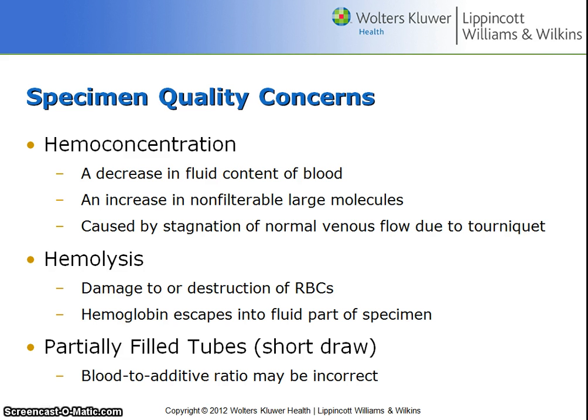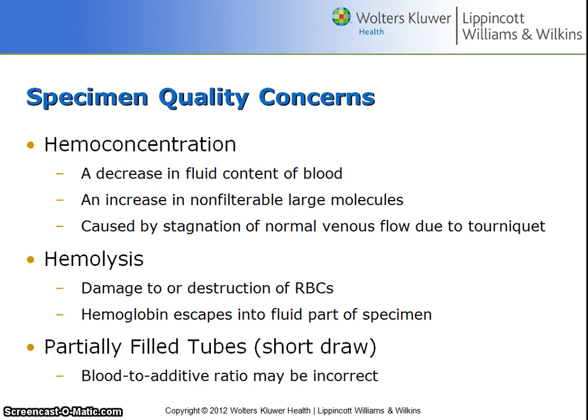Okay, so now we're going to talk about specimen quality concerns. Hemoconcentration is a decrease in fluid content of blood caused by stagnation of normal venous flow due to the tourniquet, so don't leave your tourniquet on too long. Hemolysis, which is the one you'll probably experience most often, is damage to or destruction of red blood cells. It's when hemoglobin escapes into the fluid part of the specimen. So this can be pretty serious. It can cause elevated test values that are actually not elevated.